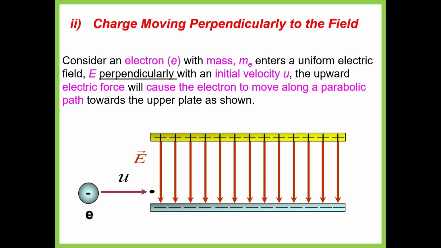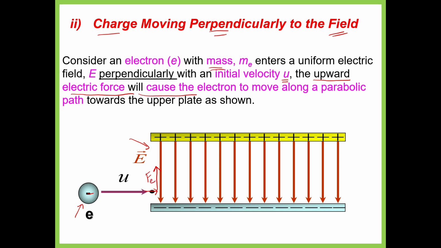The second case is the charge moving perpendicularly to the field. So we use electron for example. So this electron has mass me and initial velocity u. What happens here is when this charge is entering the region of uniform electric field, this negative charge will tend to attract to positive charge. Because of the upward electric force, it tends to move upward.